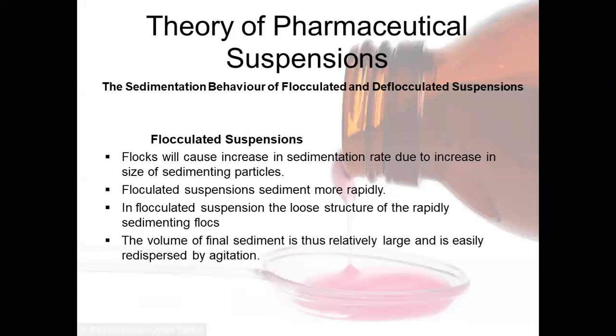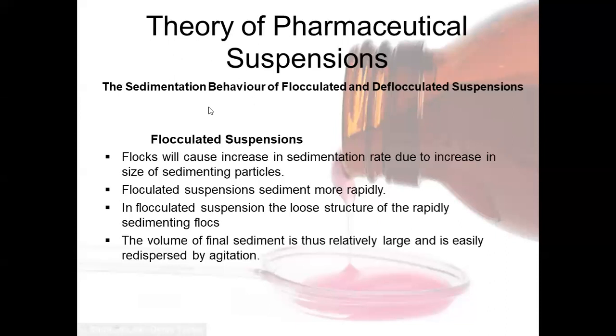For deflocculated systems, the potential energy curve represents the primary minimum. But for flocculated systems, the potential energy curve represents the secondary minimum. For deflocculated systems, bioavailability is relatively high, but for flocculated systems, bioavailability is comparatively less. So, is this clear to all, the difference between the deflocculated and flocculated systems?